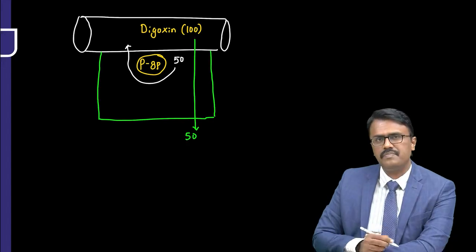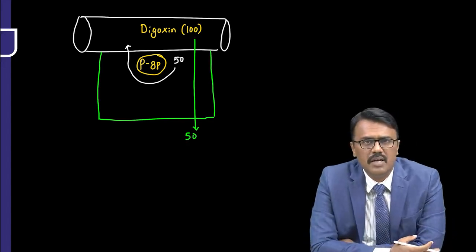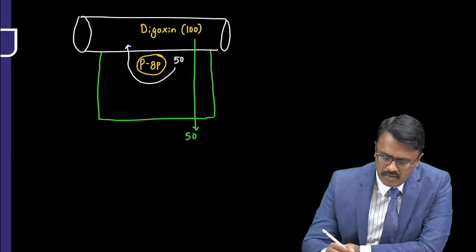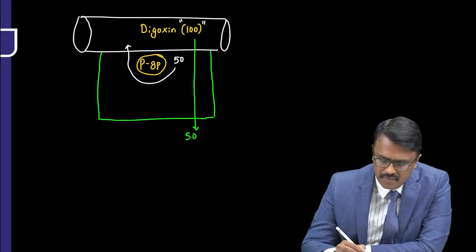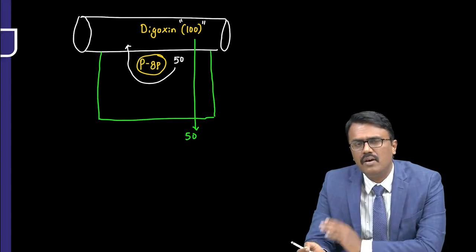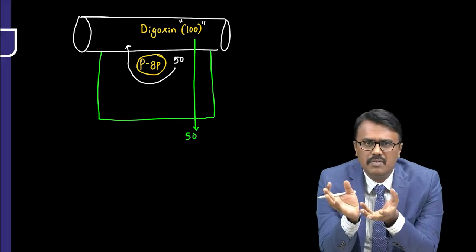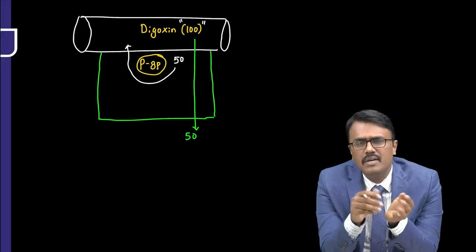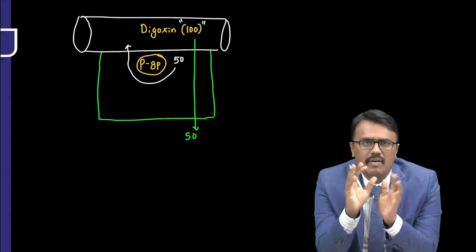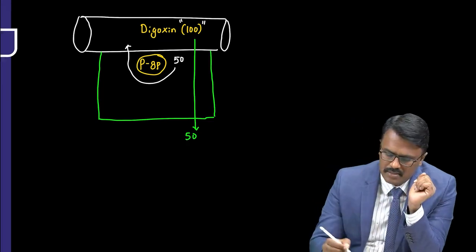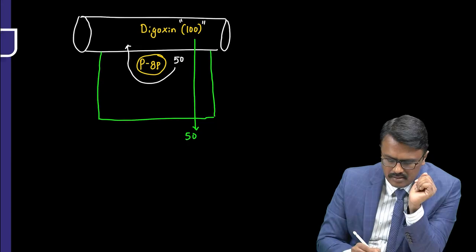They will go out. Nature has given this P glycoprotein so that toxic chemicals or xenobiotics should not enter our body. So when I give 100 digoxin, 50 will go out and 50 will enter normally. Based on only this, we would have given the drug to the patient, thinking that 50 will go out and 50 will come in. Yes, sir, no problem, sir. The problem is when we give digoxin with other drugs.